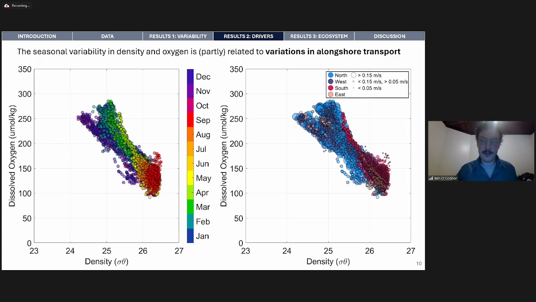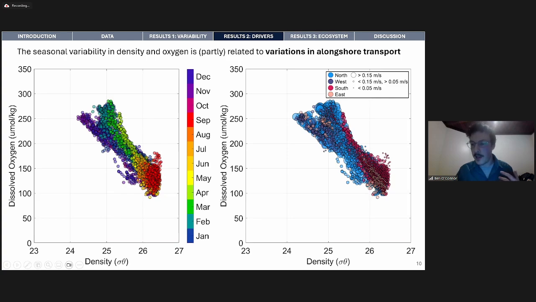So I'll be showing a lot of plots similar to this, bivariate plots with dissolved oxygen on the y-axis and density on the x-axis. On the left here, the data points are colored according to month of the year, with the warm colors indicating the summer months, cool colors the winter months.